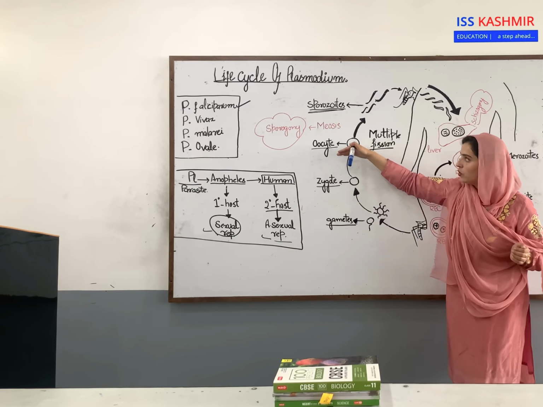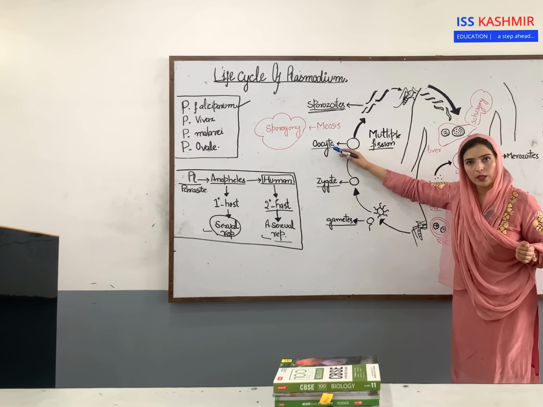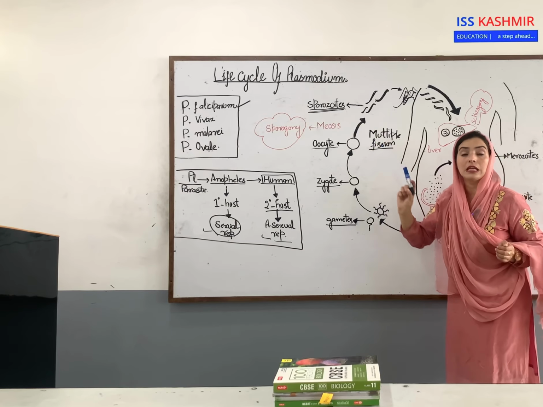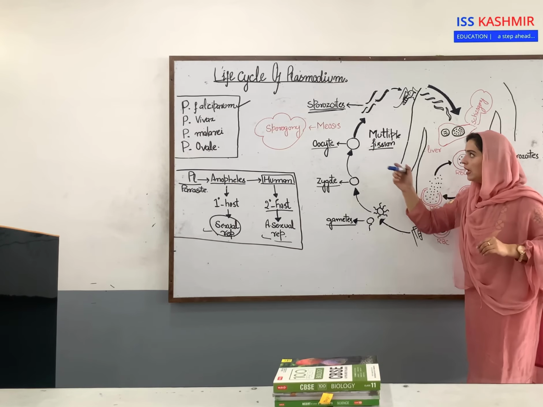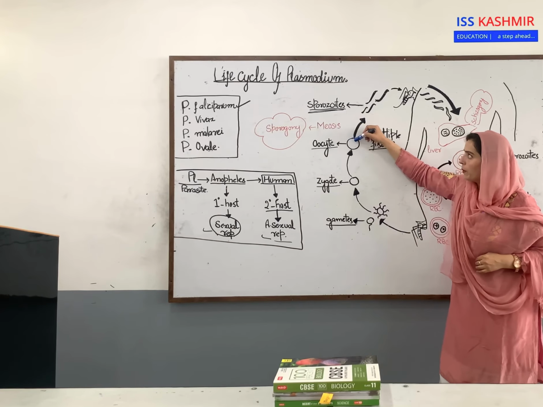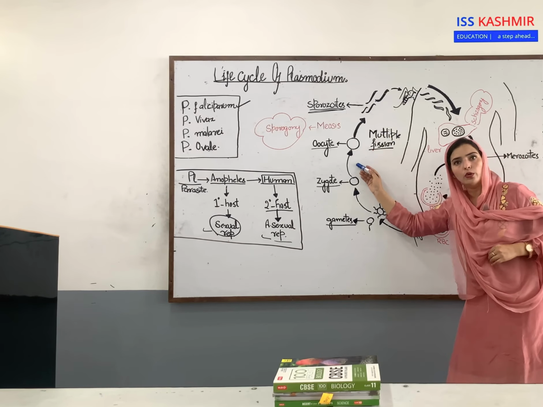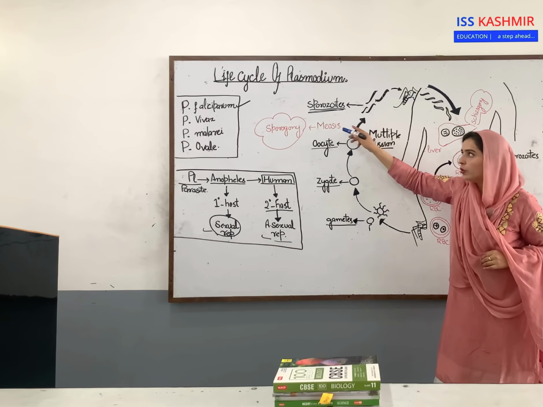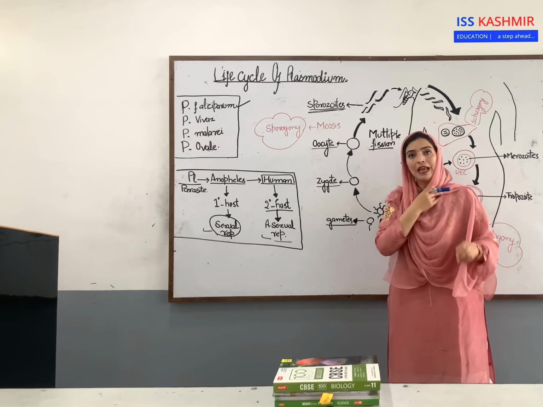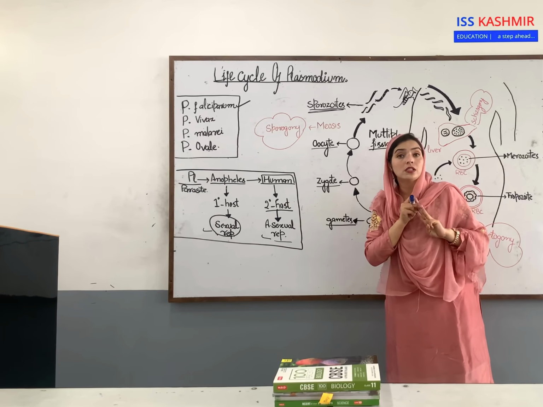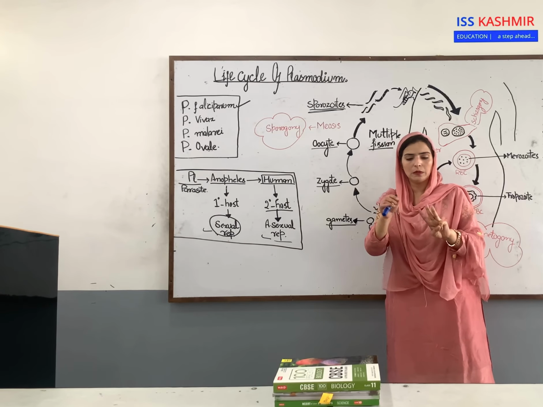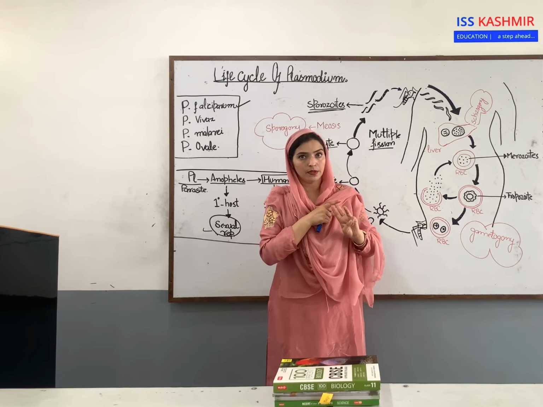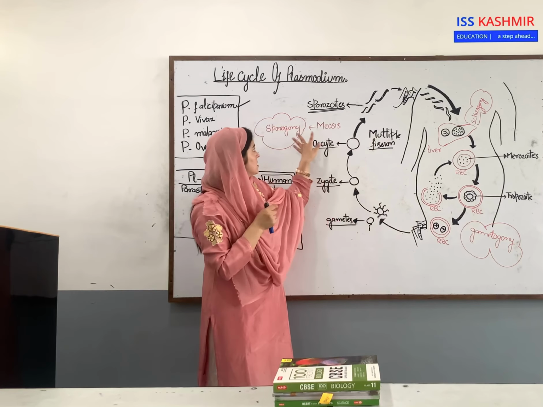The zygote will then grow and mature to form an oocyst, which undergoes a process called meiosis, the reduction division. Meiosis leads to the formation of sporozoites from the oocyst, and this process of formation of sporozoites from the oocyst is called sporogony. Now we know what the 3 stages in the life cycle of plasmodium are. The first one is schizogony, the second one is gametogony, and the third one is sporogony.